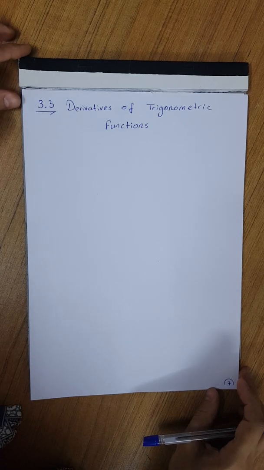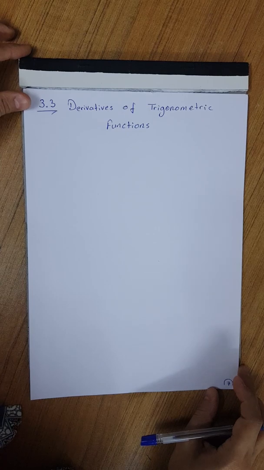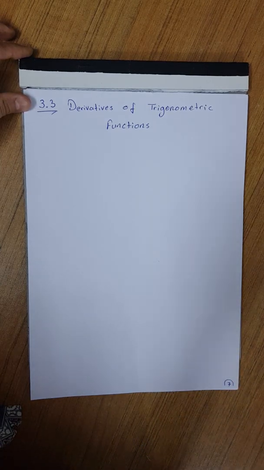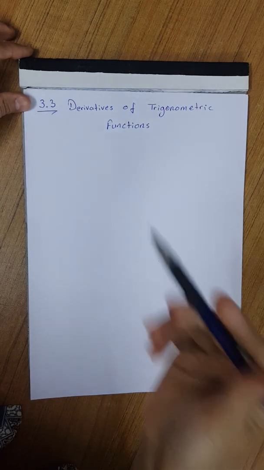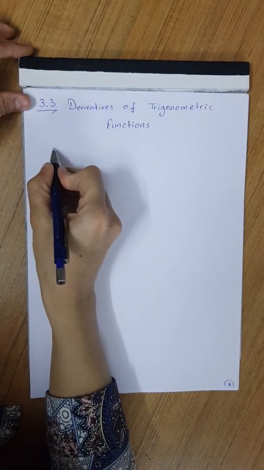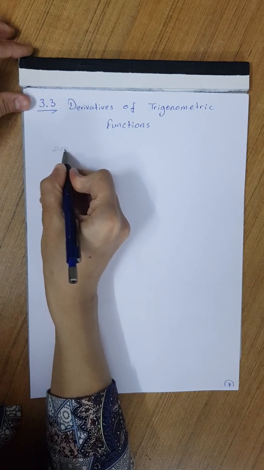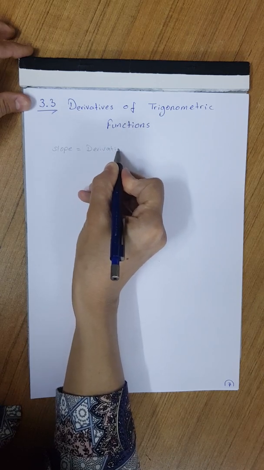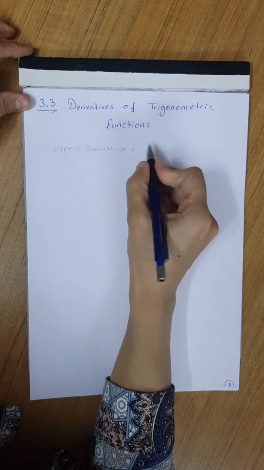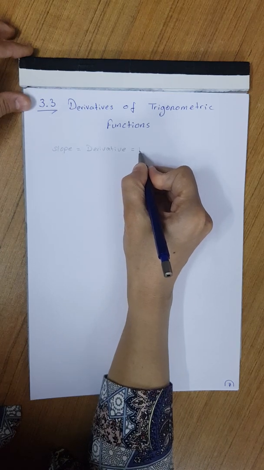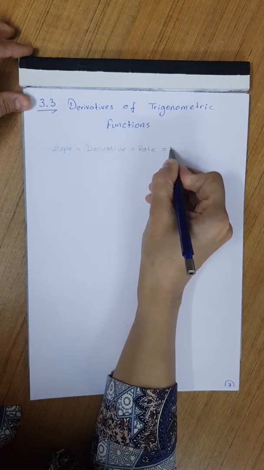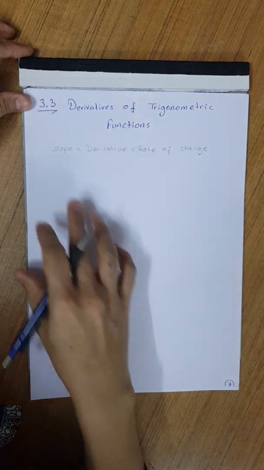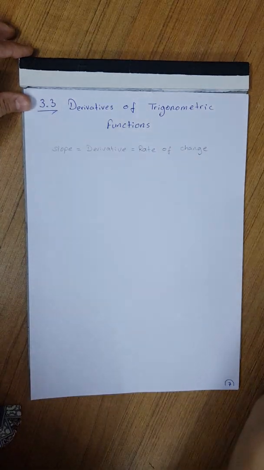Last lecture we talked about derivatives. What is a derivative? What do we mean by a derivative? We talked about slope. In general, we said if we say find the slope of a function, that means find the derivative of a function. It was the same meaning as finding the rate of change. So we had three notions giving the same meaning: slope, derivative, and rate of change.